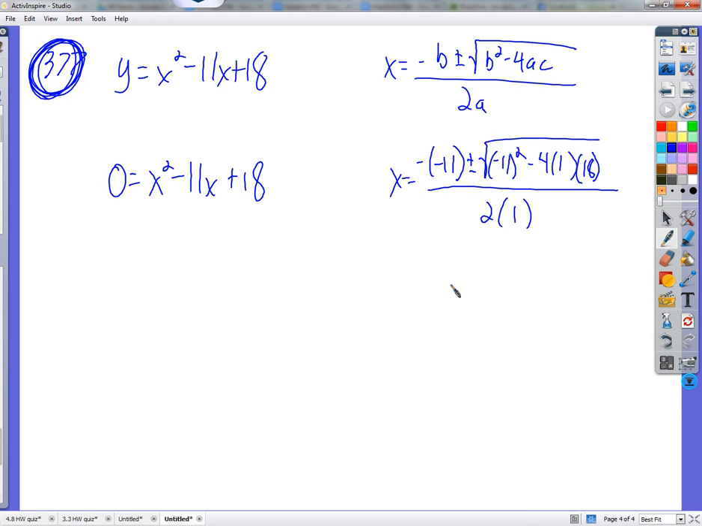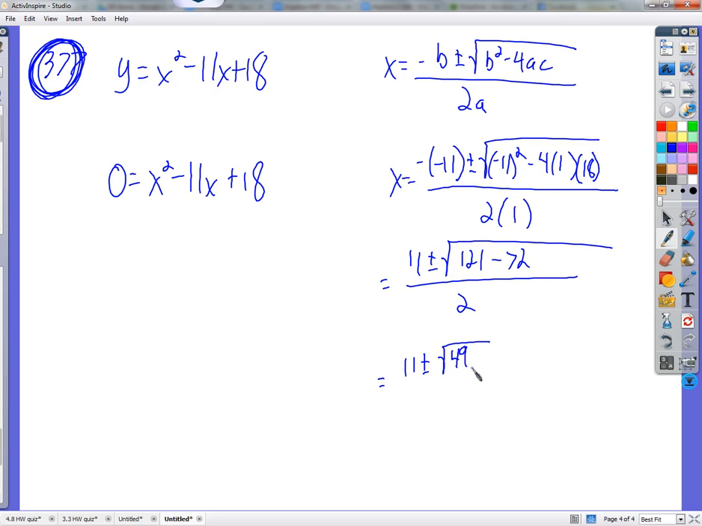2 times a, which is 1, we have positive 11, plus or minus the square root, 121 minus 4 times 18 is 49. 11 plus or minus the square root of 49. What's the square root of 49? 11 plus or minus 7 over 2. Okay, that's two different answers. 11 plus 7 is 18 over 2. 11 minus 7 is what? 4. 4 over 2. Is 2. 9 and 2.